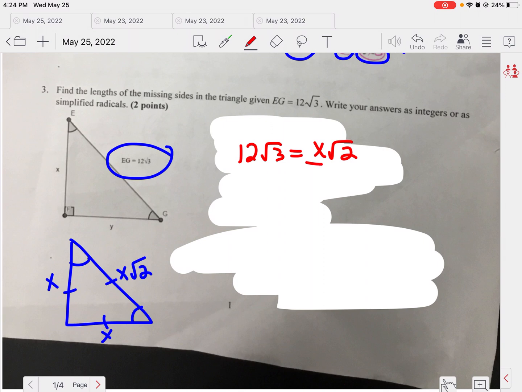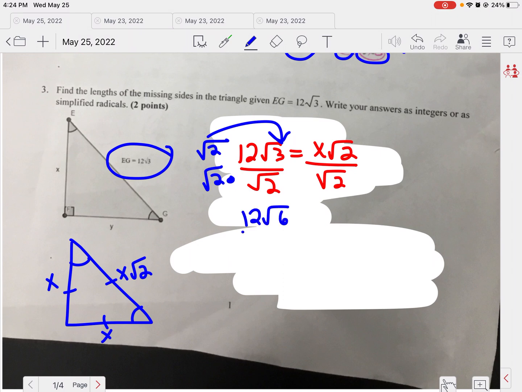To get x by itself, we have to divide by the square root of 2. Now remember, we don't like to have square roots in the denominator, so we're going to rationalize the denominator. In order to get rid of the square root of 2 on the bottom, we multiply by a square root of 2, and whatever I do to the bottom, I must do to the top. Square roots we can just multiply inside. Since 3 and 2 aren't going to give us a buddy, we just leave it as 12 square roots of 6.